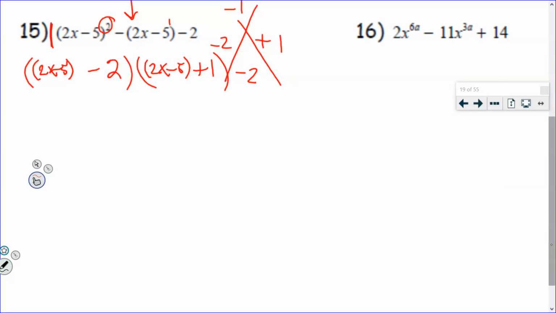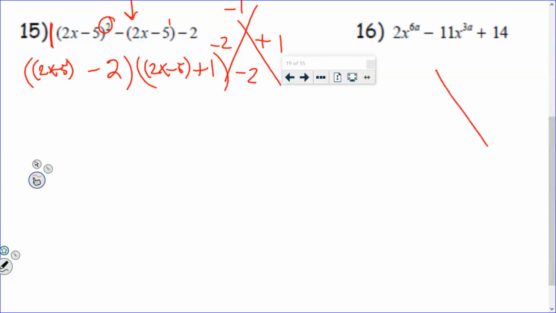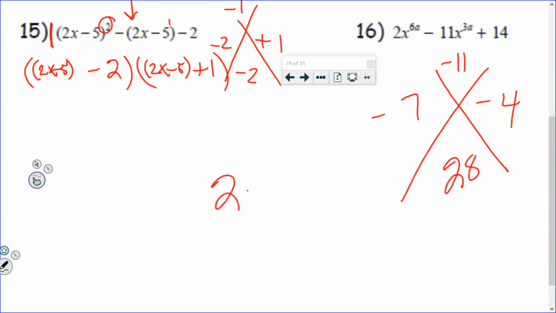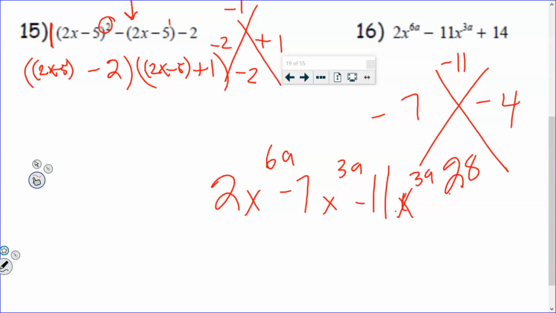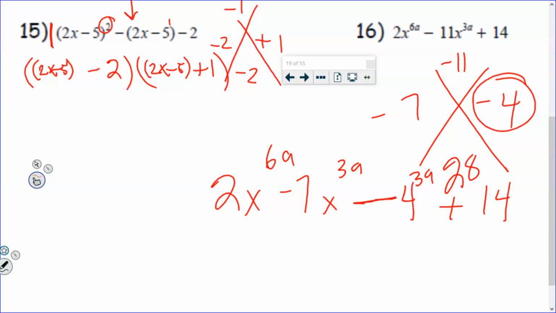For 16, 2 times 14 is 28. -11, that's just -7 and -4. So it's going to be 2x to the 6a minus 7x to the 3a, and then minus 11x to the 3a plus 14. So for this one, I apologize, that's not an 11 because that would not multiply. I need to put a -4 right here. So a -7x and a -4x is a -11x.